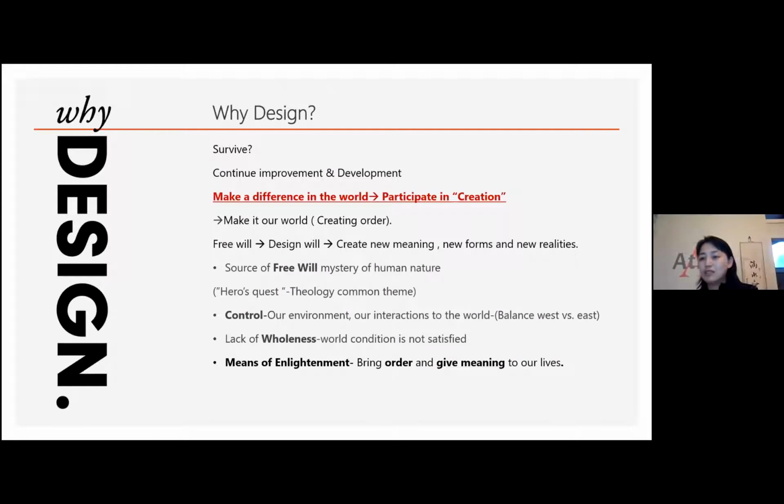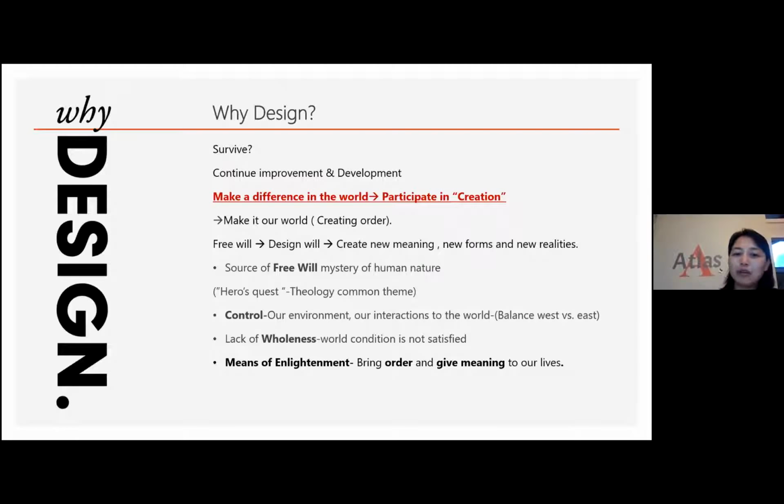Next they're talking about why design. Why are humans driven to design? Is it for survival, or is it continued improvement and development as human nature? Because we want to make a difference in the world and participate in the creation of nature. It actually reminds me why I wanted to be an architect at the beginning: I wanted to leave something to the world after I die. I think a lot of architects may have that same intention.